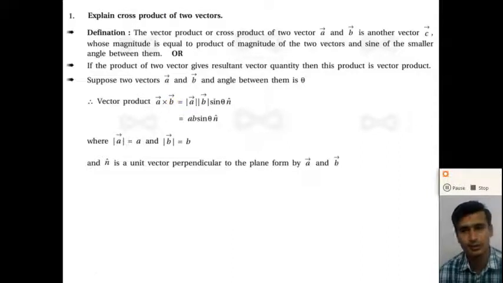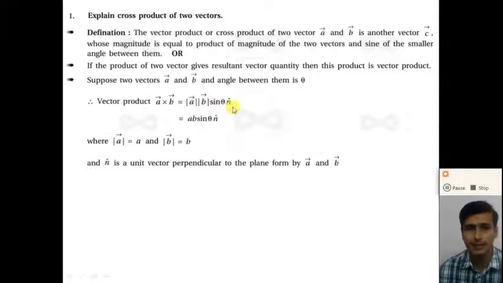So here, dear student, dot and cross are two different multiplications in vector algebra. In vector algebra we take a dot for scalar multiplication, and we take a cross for vector multiplication. So the vector product of the two vectors A and B is denoted by A cross B, and it is defined as the product of the magnitudes of both vectors: the magnitude of vector A, the magnitude of vector B, and the sine of the angle between them, so sine theta.